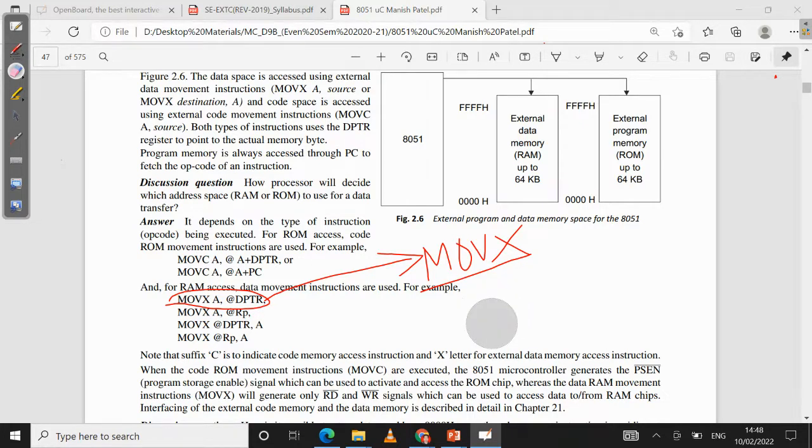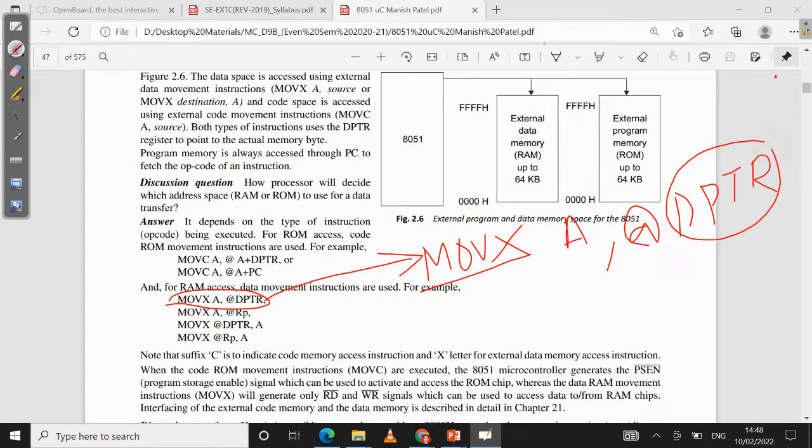So the instruction is MOVX A, @DPTR. Now here one important thing about MOVX: whatever is in DPTR is taken as the address because of the @. Sorry, whatever is in DPTR will be taken as an address, and whatever is at that address will be moved into the accumulator.